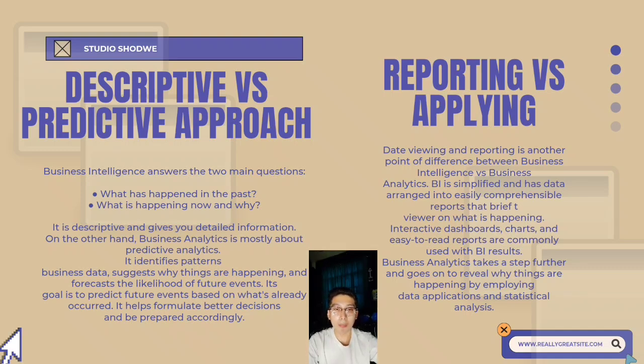Report versus applying. Data viewing and report is other point of difference between business intelligence and business analytics. Business intelligence is simplified and has data arranged into easily comprehensive reports that brief the viewer on what is happening. Interactive dashboards, charts, and easy-to-read reports are commonly used with business intelligence results. Business analytics takes a step further and goes on to reveal why things are happening by employing data, applications, and statistical analysis.